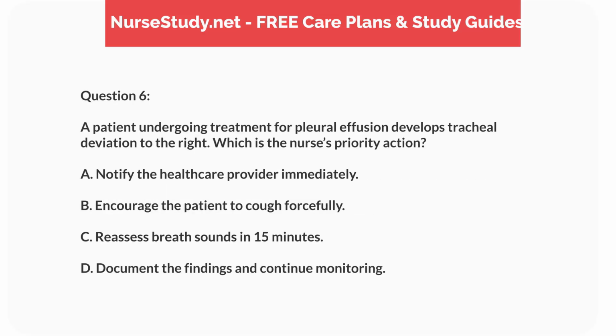Question 6. A patient undergoing treatment for pleural effusion develops tracheal deviation to the right. Which is the nurse's priority action? A. Notify the healthcare provider immediately. B. Encourage the patient to cough forcefully. C. Reassess breath sounds in 15 minutes. D. Document the findings and continue monitoring.